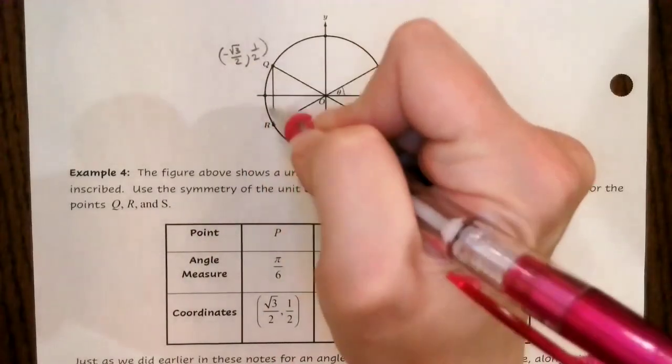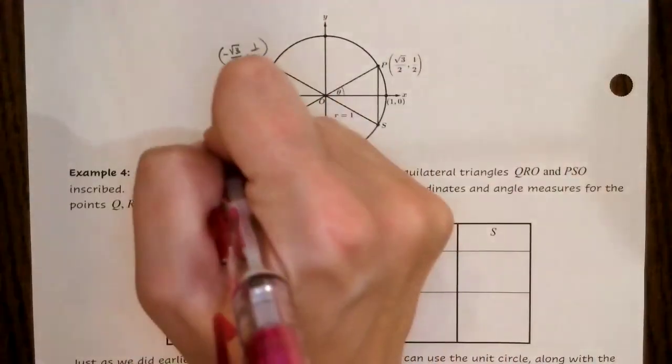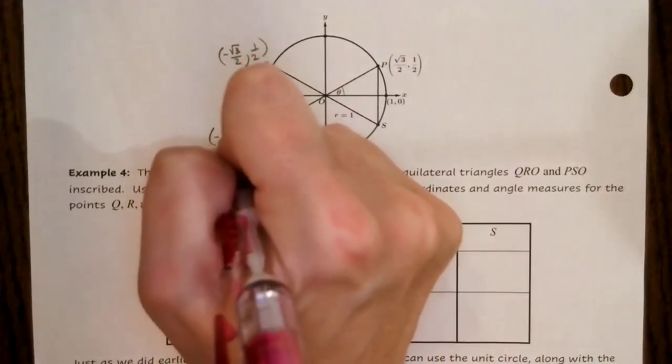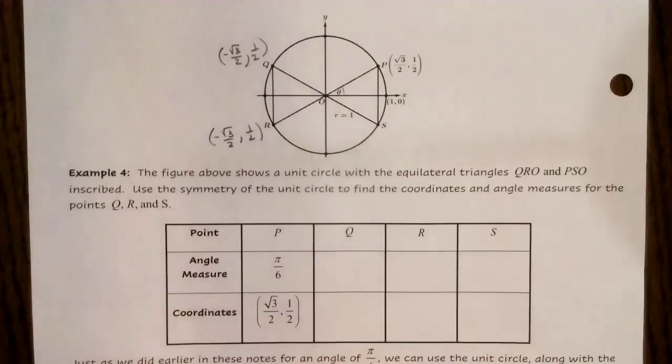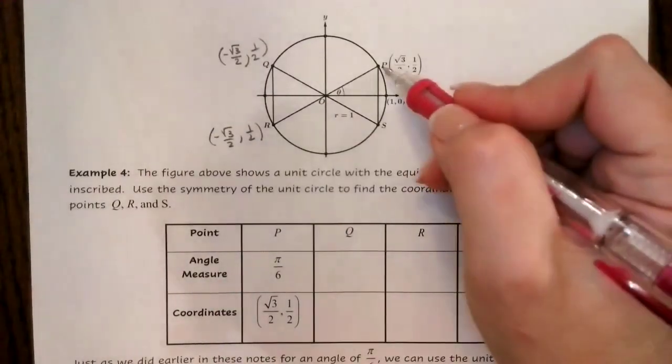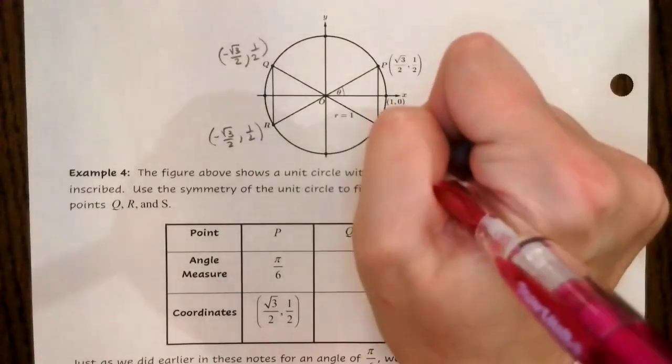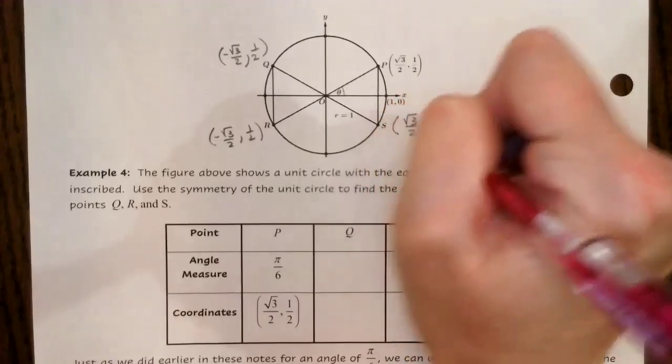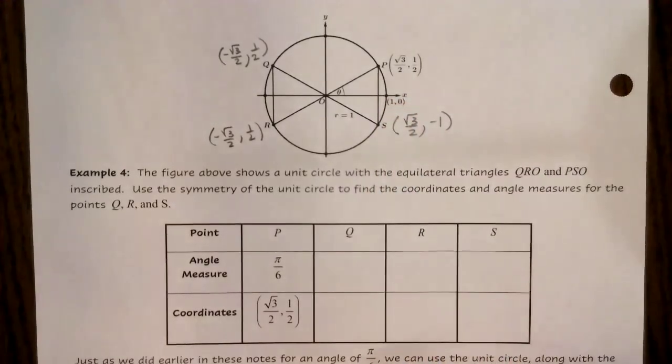Now, when I reflect it again for this point R, we would get negative √3/2 and 1/2. And when we reflect this across the x-axis, our x stays the same and our y turns positive. So we have just come up with those 4 points with the angle measures of 6 underneath. So see if you can fill out your table here for those angles, and go ahead and pause the video. I'll pause it and fill it out so we can check our work.